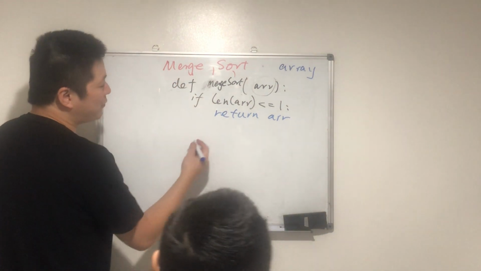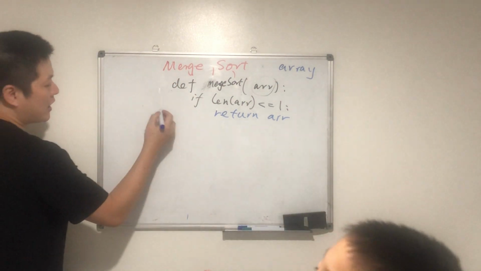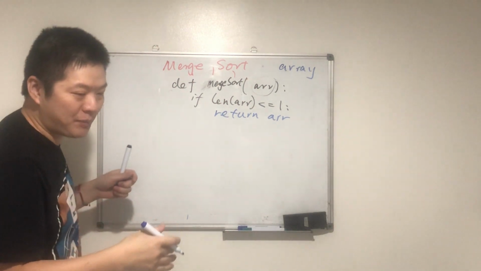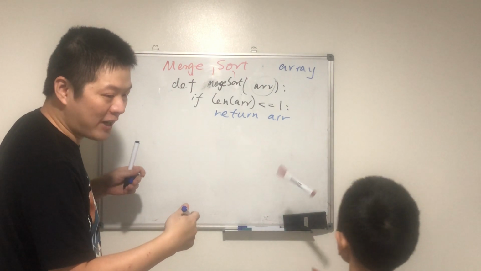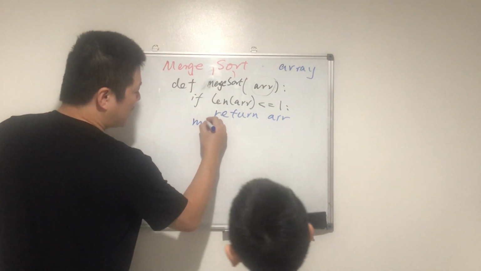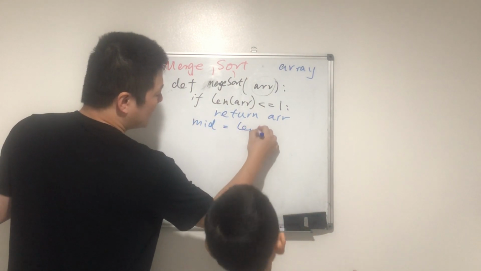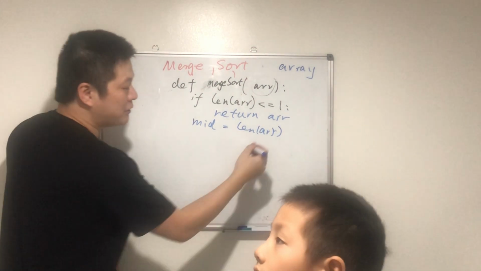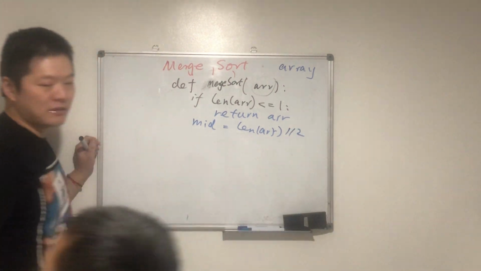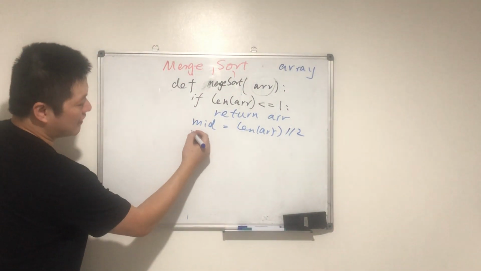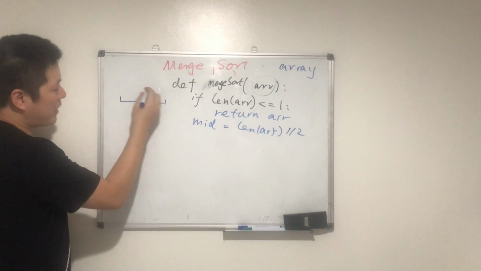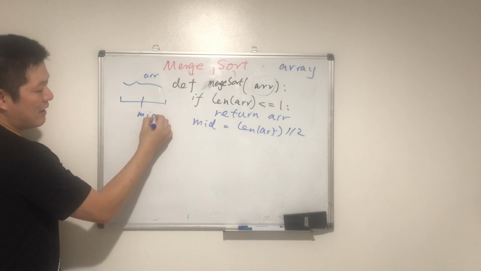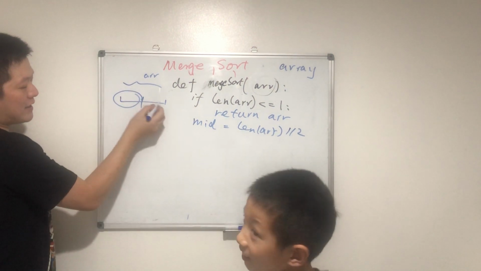Now we need to find the middle part, right? We need to find the middle to partition the list into 2 halves. So now we calculate the middle: half equals length divided by 2, right? Now we have an array, and we have calculated the middle part, and then we want to solve this.